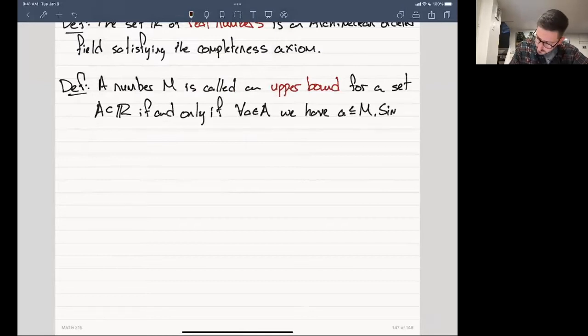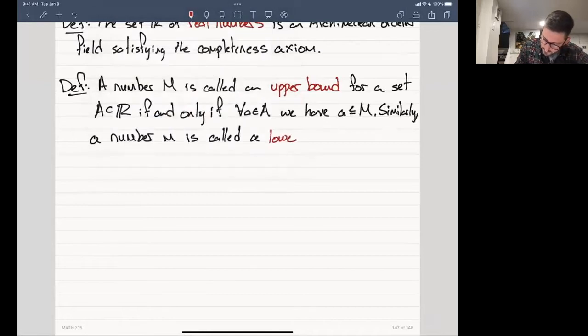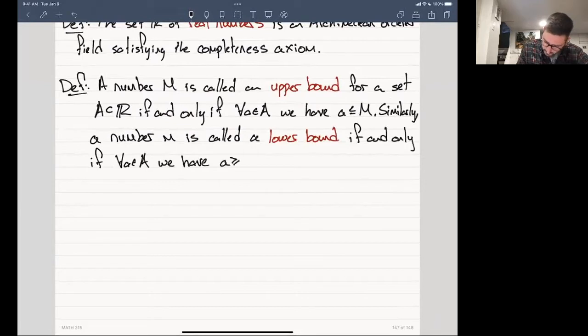And we can say similarly, a number, so we like to use little m for lower bounds. So this little m is called a lower bound. We put it in red so that we can emphasize the definition. So it's called a lower bound if and only if for all a in A, we have a is greater than or equal to little m.